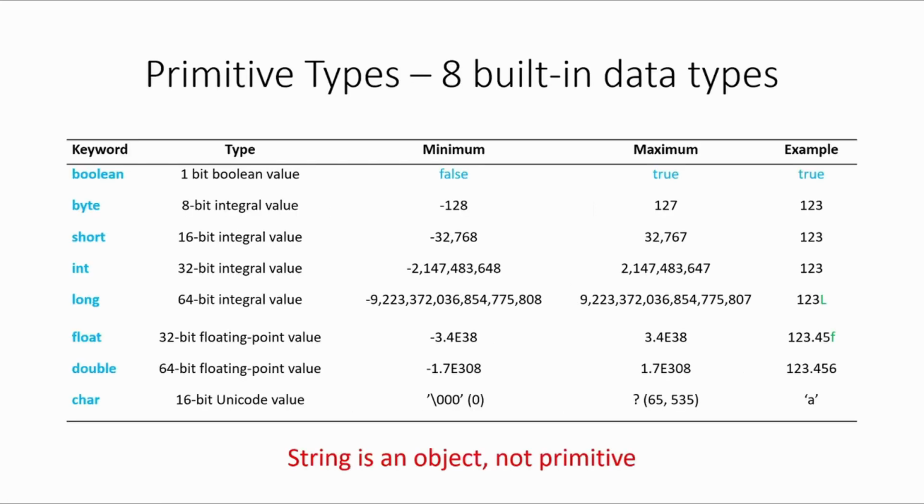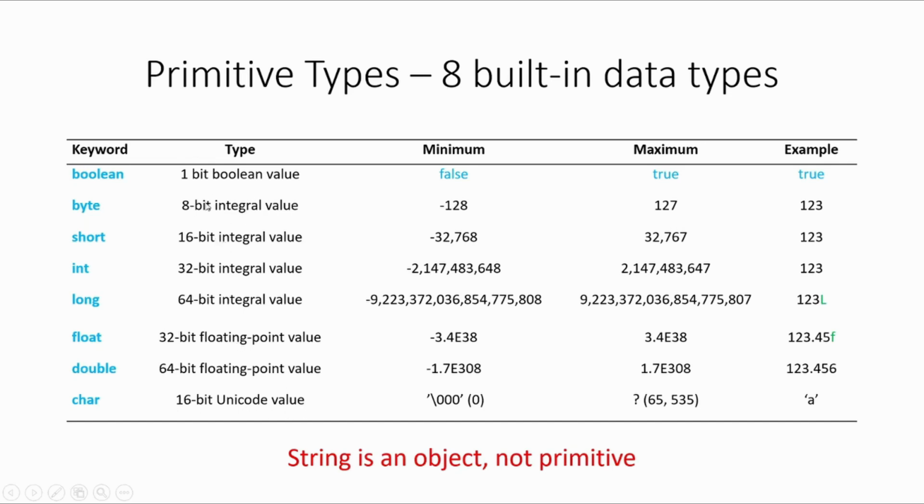Primitive types. There are 8 built-in data types referred to as primitive types: boolean, byte, short, int, long, float, double, char. Boolean is 1 bit, byte 8, short 16, integer 32, long 64, float 32, double 64, char 16. There are 4 value types: boolean, integral, which is non-decimal, floating point, decimal, and Unicode character.